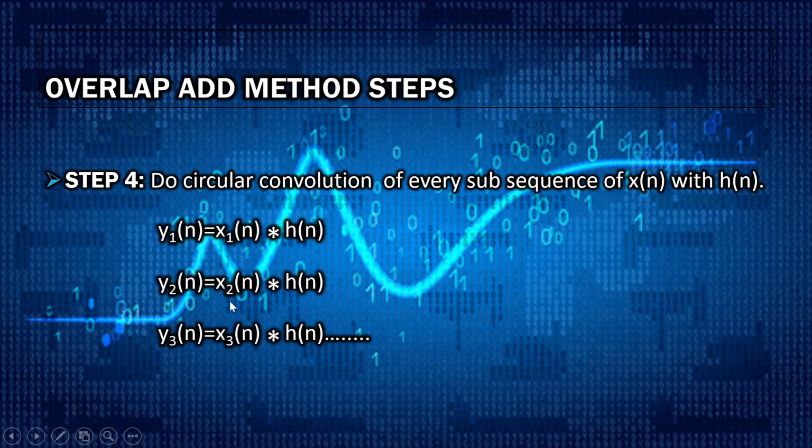After getting x1 of n, x2 of n, x3 of n, we have to do circular convolution of every subsequence with h of n. Here x1 of n convolution h of n gives y1 of n, x2 of n convolution h of n gives y2 of n, and x3 of n convolution h of n gives y3 of n, and so on.